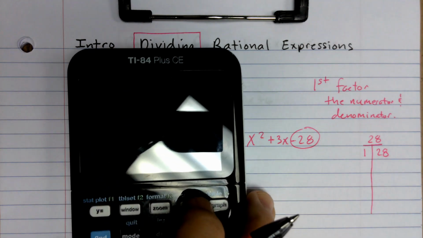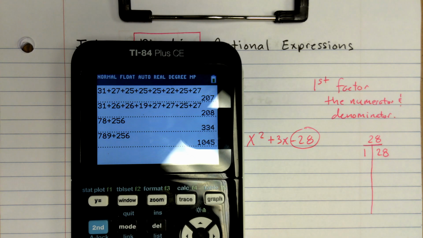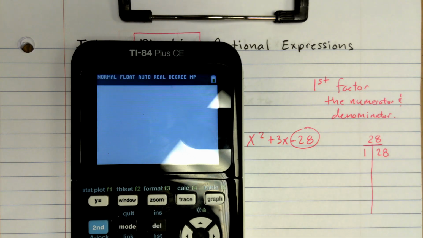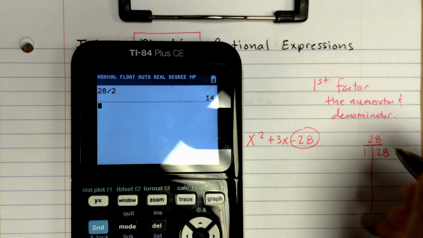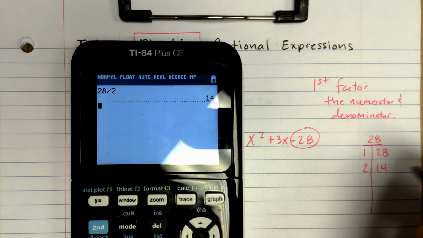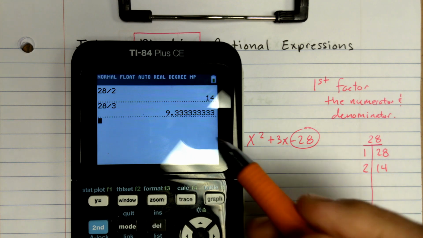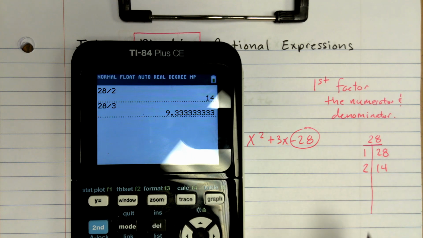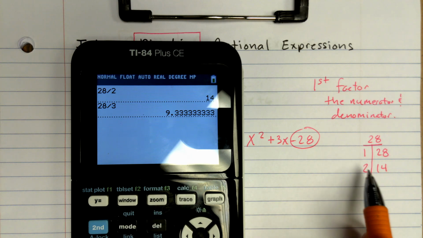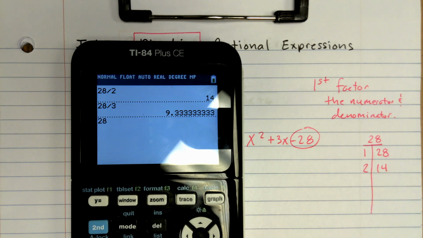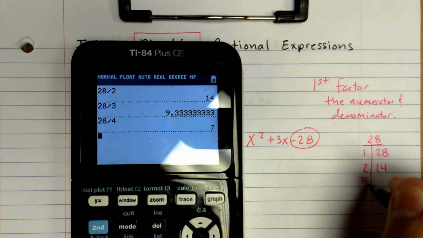And then I like going through and using my calculator to check it. I'm going to say, well, can 2 go into 28? So I'm going to take 28 divided by 2, and it gives me 14. And then I'm going to say, well, can 3 go into 28? And notice it gives me a decimal, so it can't. So then I check what's after 3, which is 4. And notice I'm just going in order, 1, 2, 3, 4. And notice it works, and it says it's 4 and 7.